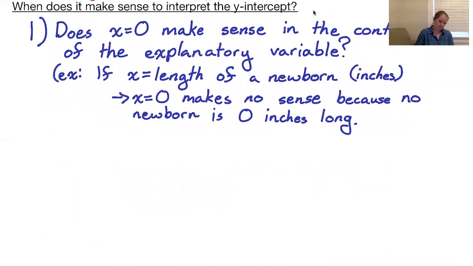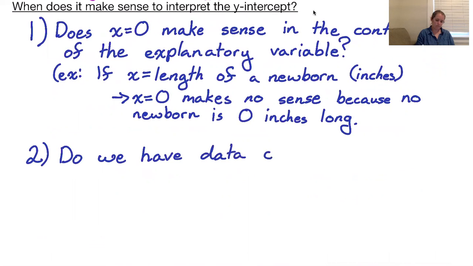Next up, do we have data close to x equals 0? Or does it make sense to have data close to x equals 0?